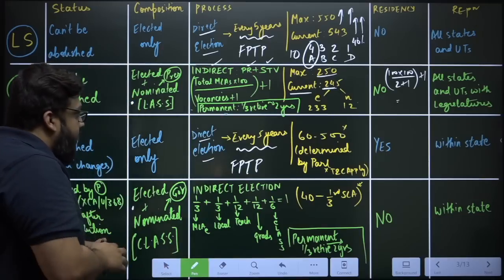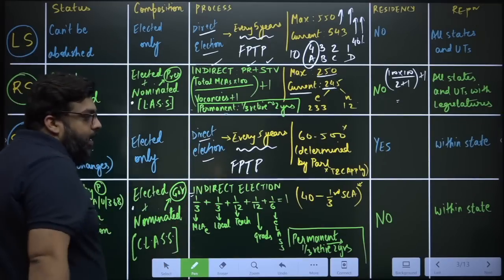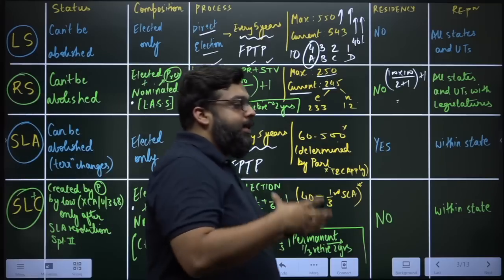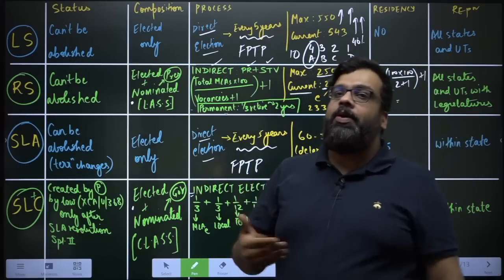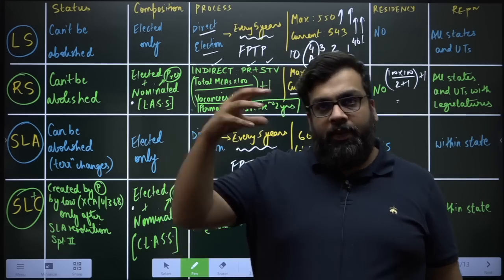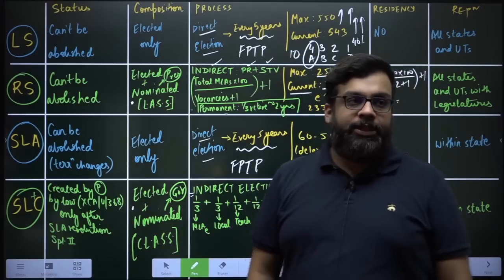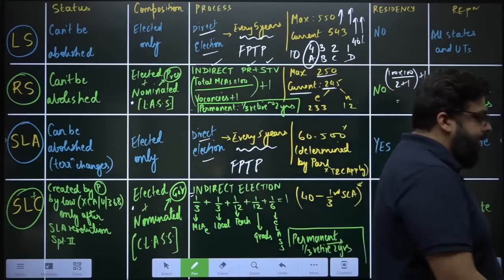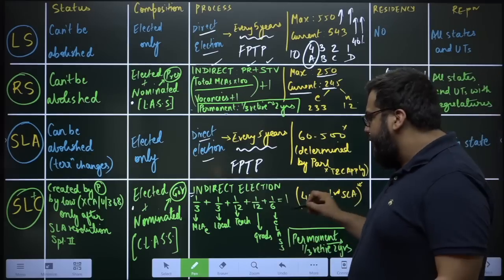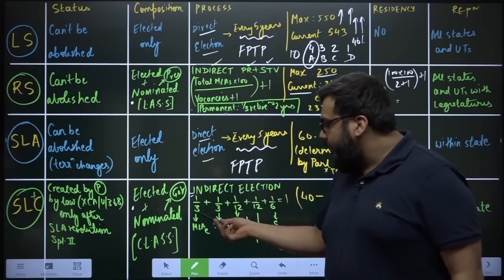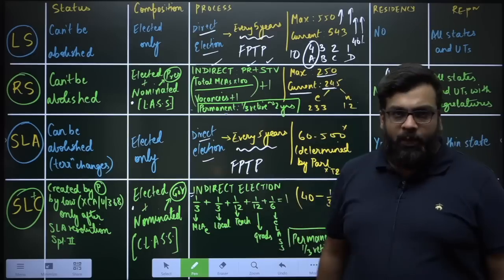Now, similar to the Rajya Sabha, the state legislative councils also are indirectly elected, which means there's an electoral college, and we as citizens are not going to directly participate. There are going to be people who are therefore then going to participate in the further election of the state legislative councils. Now, if the total composition is 1, then 1/3, 1/3, 1/12, 1/12 and 1/6, if you add all of this, it becomes 1.